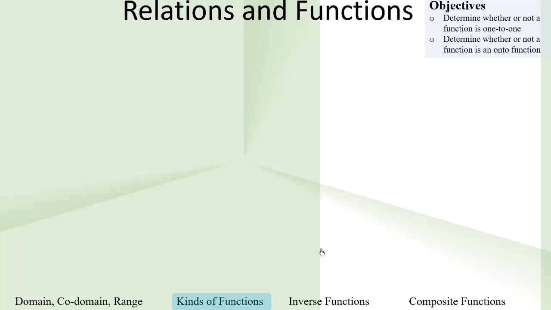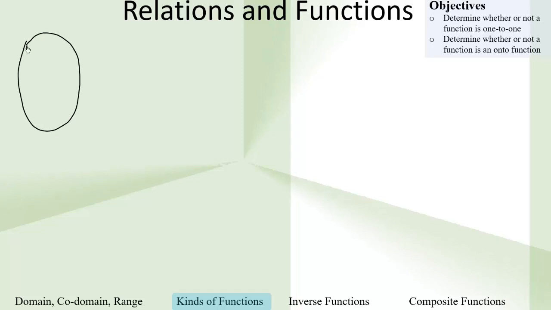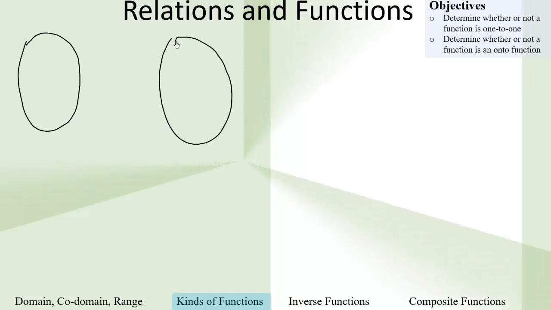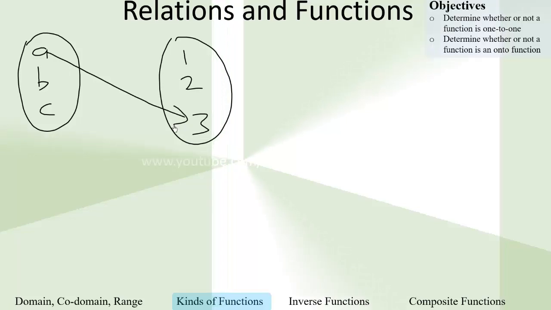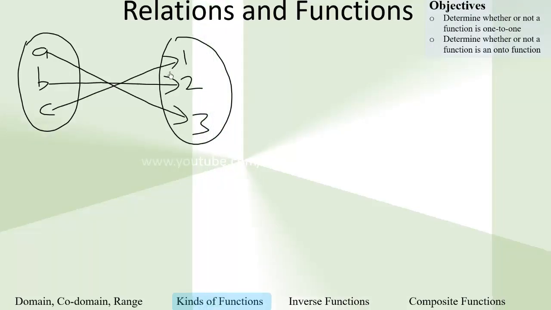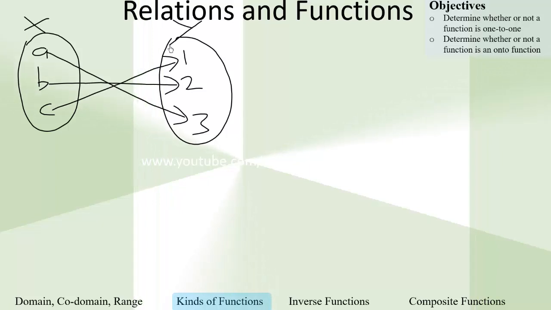Let us talk about kinds of functions. So we are considering one-to-one functions and onto functions in this video. So let's say we have a function like this. We have A here, we have B here, we have C here. We have 1, 2, 3 here. A goes to 3, B goes to 2, C goes to 1. This is a one-to-one function because each element in the domain has different elements in the range.